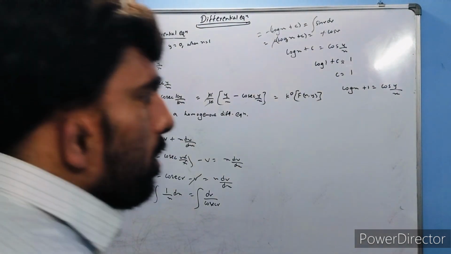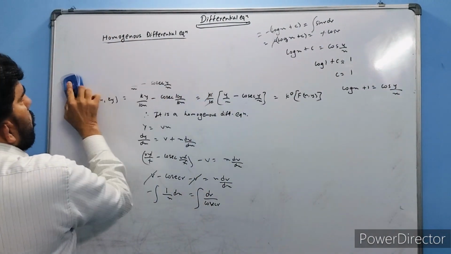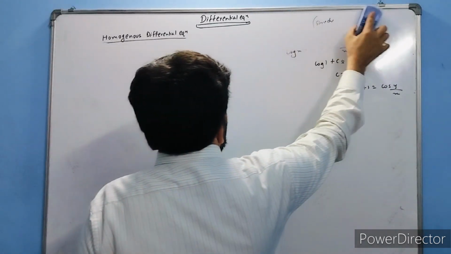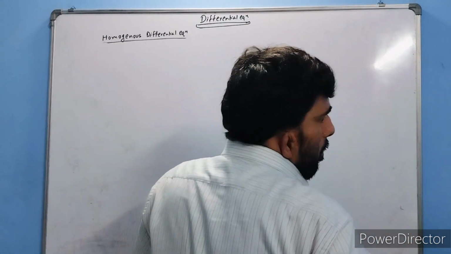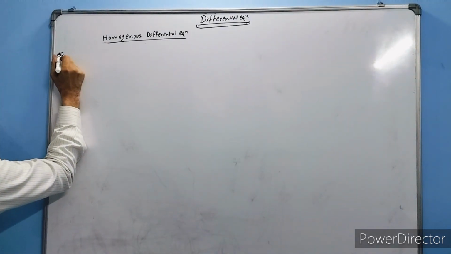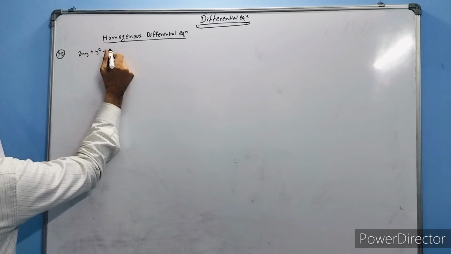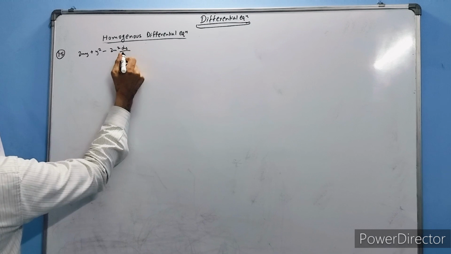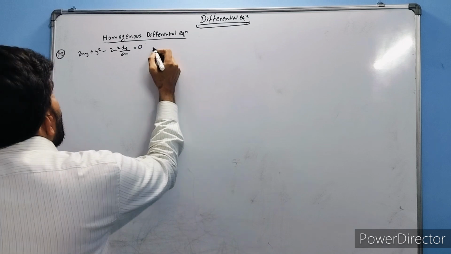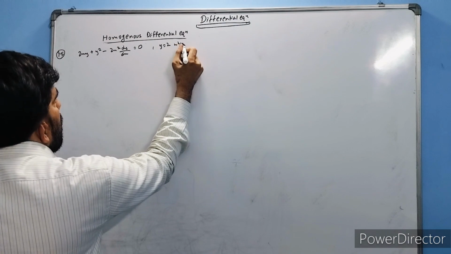Now let us try to solve the next question, the 15th question. Let us write this 15th question: 2xy plus y square minus 2x square dy upon dx is equal to 0. Now what they are saying is y is equal to 2 when x is equal to 1.